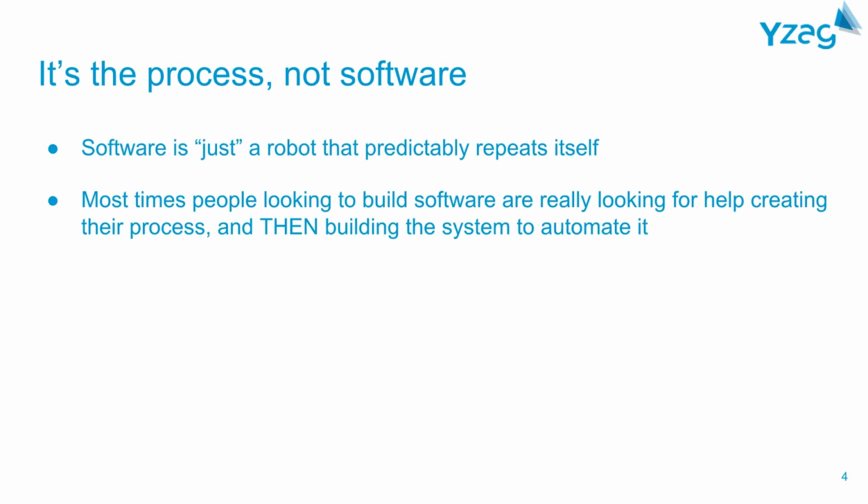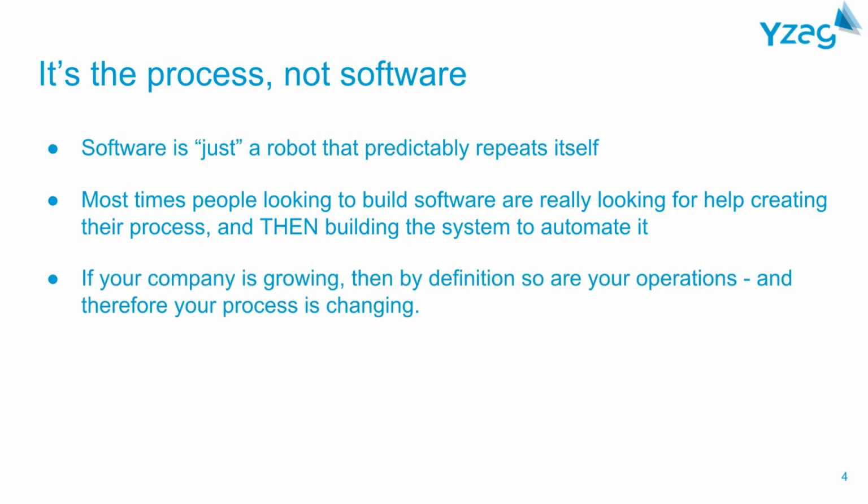Most times, people looking to build software are really looking for help creating their process and then building the system to automate it. Like I mentioned, many times people come looking for a custom system, someone to build an app for their business. Business owners typically know their problems really well. It's the solution to those problems that they sometimes have a challenge with, and then the need for software is confused with the need for a process.